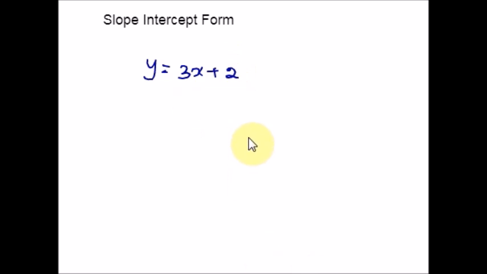Let me show you the graph of this line. The y-intercept here is 2. This means it should cross the y-axis 2 units up from the origin. And we also know the slope is positive 3. Whenever the slope is positive, the line will go up to the right. Am I right? 3 is the same as 3 over 1. It means it should go 3 units up and over to the right 1 unit. Please remember that slope is nothing but rise over run. We will be using this again and again.